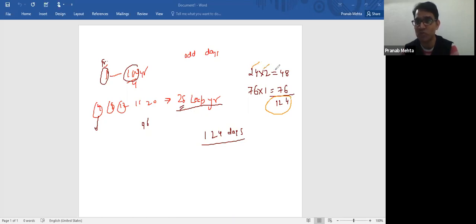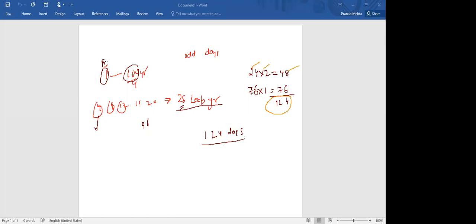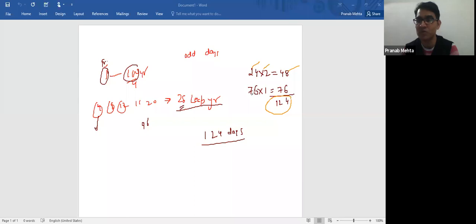We know that in 100 years, 24 of them are leap years. Each leap year gives us 2 extra days, so 48 extra days. The rest will be normal years. Out of 100, 24 is removed, so we are left with 76 years. 76 into 1 is another 76 days. We add this, we get 124 days. Next rule: we should not get anything more than 7 odd days. Whenever we get more than 7 days, we convert them into weeks. For example, if I have 8 days, 7 days form a week, so we are left with 1 day.